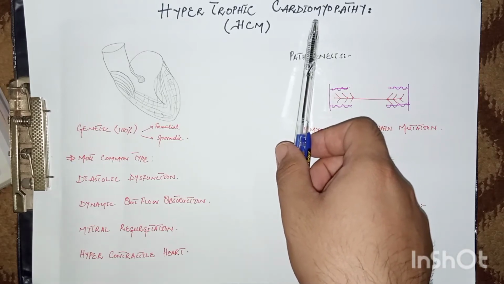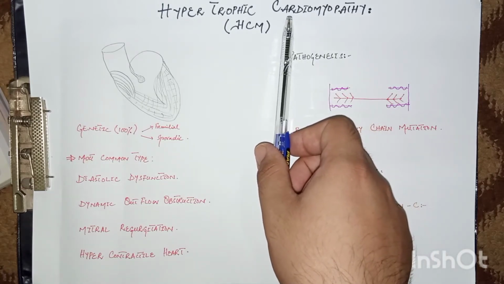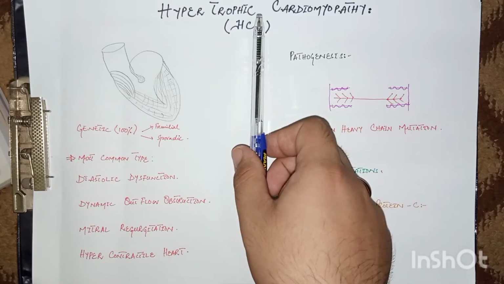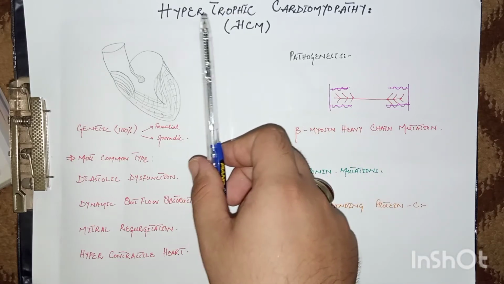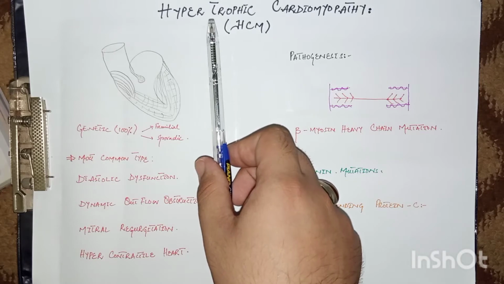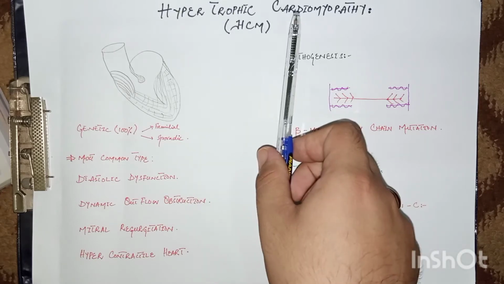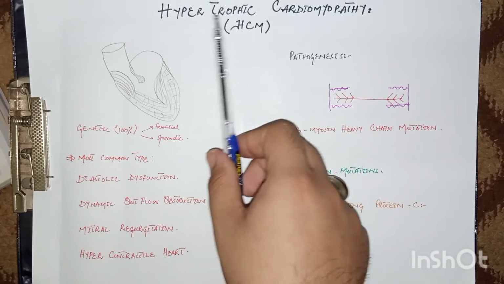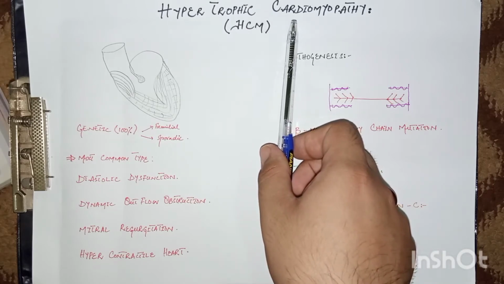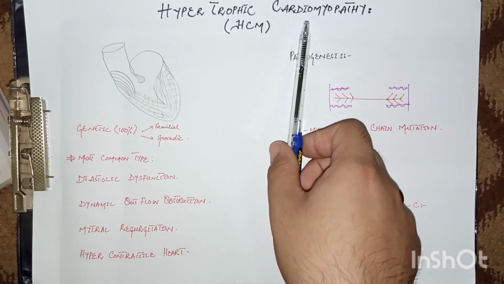Today we are going to talk about the cardiomyopathies. As the name indicates, the pathology is in the myocardium. It is the primary dysfunction of the myocardium. Other causes like hypertension, coronary artery disease or congenital heart diseases are not included in cardiomyopathies. So let's start with hypertrophic obstructive cardiomyopathy, or simply hypertrophic cardiomyopathy.